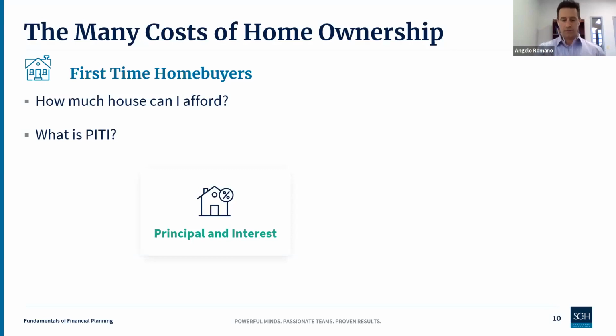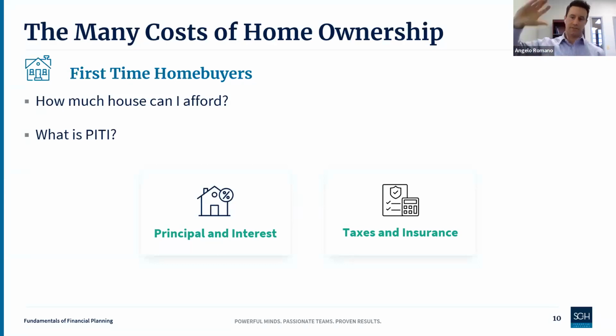So that pays the loan. The TI is your taxes, property taxes, and your insurance, homeowner's insurance. That portion of your monthly mortgage payment goes into an escrow account. And when you get your annual bill for your property tax and your annual bill for your homeowner's insurance, you send it to your lender and they will cut a check out of escrow and send that to pay those for you.